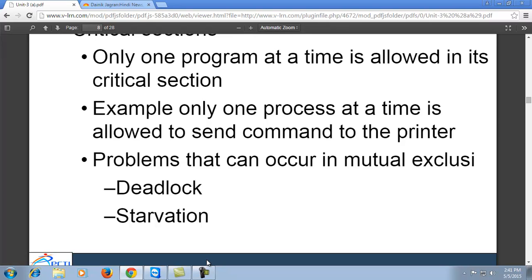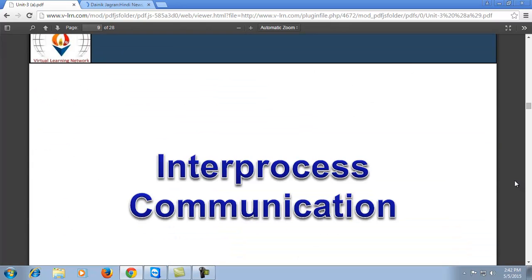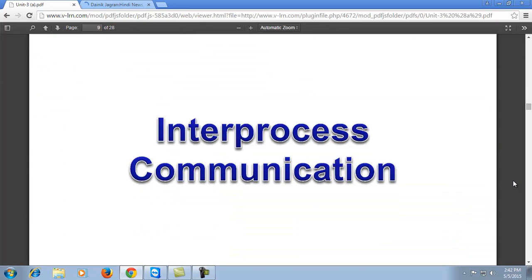So if every process is doing the same thing, we do not have enough resources to allocate to the number of processes. In that case, we are short of resources for allocation to the number of processes. This is called starvation. And the next we have inter-process communication.